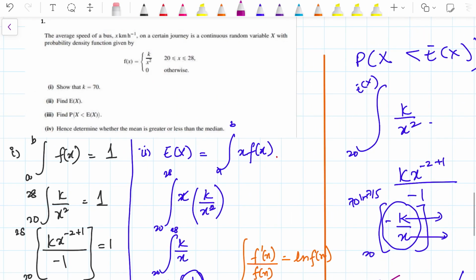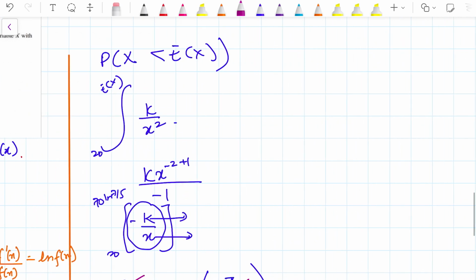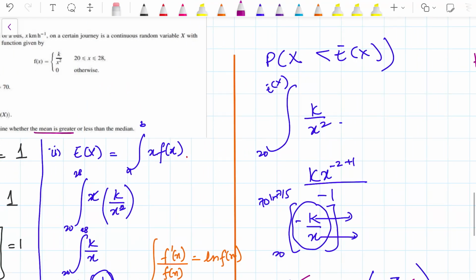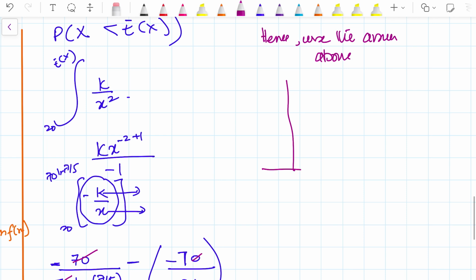Now, let's look at the fourth part. Hence, determine whether the mean is greater or less than the median. Hence means use the answer above. We have to determine whether the mean is greater or less than the median. Okay, let's make a rough graph. This is the graph.